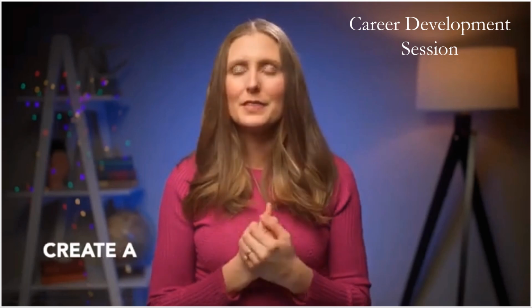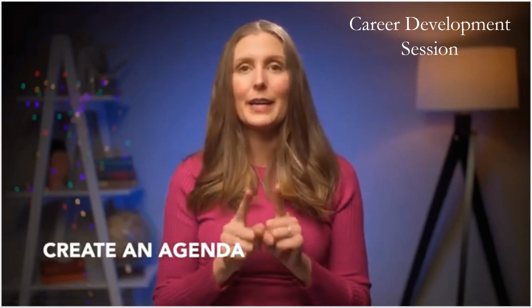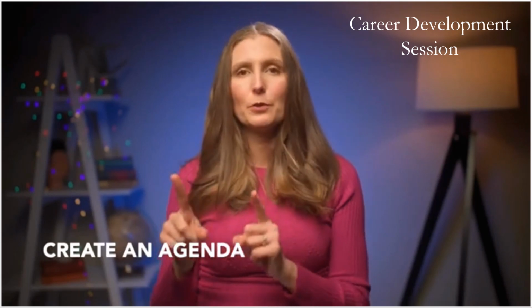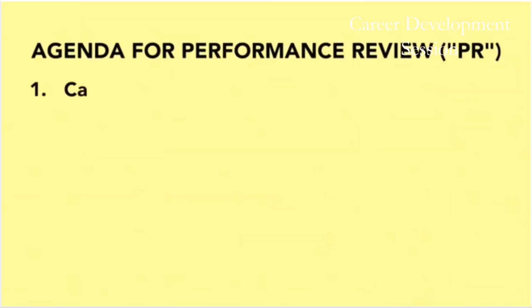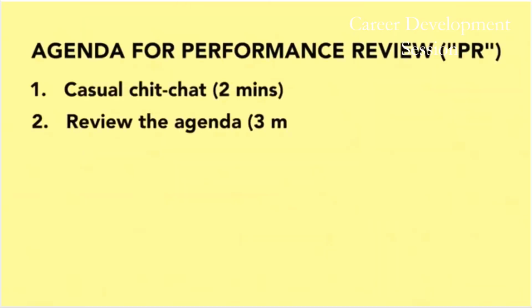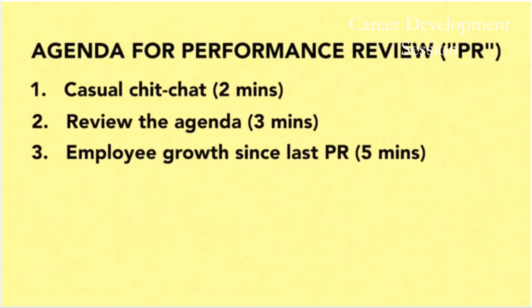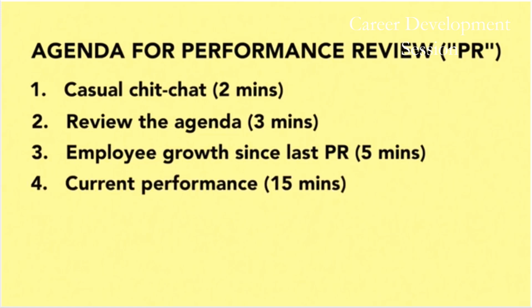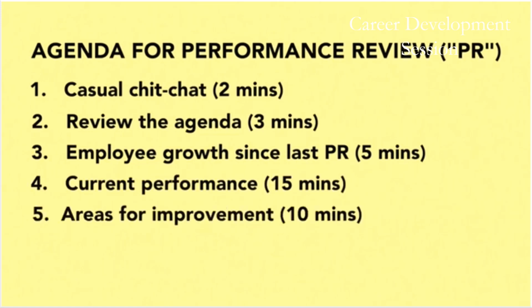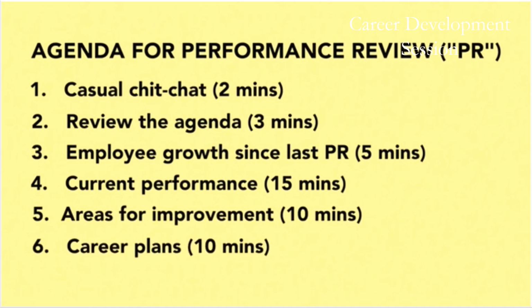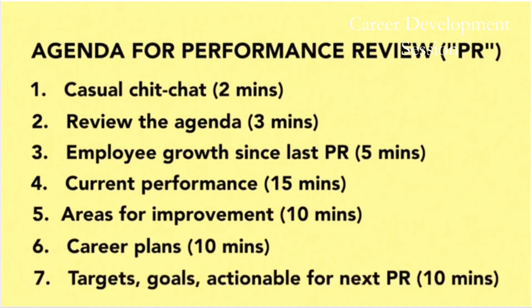Once you have all of this information, then you need to create an agenda for the performance review meeting. A typical agenda will follow this structure: casual chit chat, 2 minutes. Review the agenda, 3 minutes. How much the employee has grown since the last performance review, 5 minutes. Current performance, 15 minutes. Areas for improvement or training needs, 10 minutes. Career plans, 10 minutes. Targets, goals, actionables for the next performance review, 10 minutes.